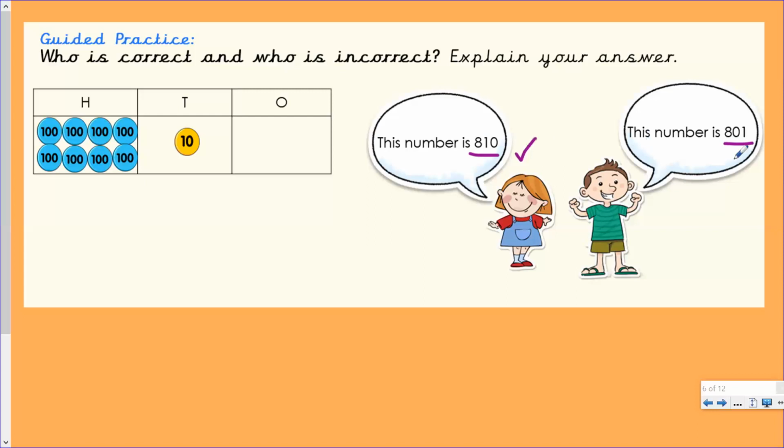How about the boy? What mistake has he made? Well, if you look here, he has written a number 1 in his ones column. But if we look at the place value grid, there are no ones in our place value grid. So the mistake that he has made is that instead of writing the 1 in the tens column, he's written it in the ones column. And his number does not represent 810. His number therefore represents 801.